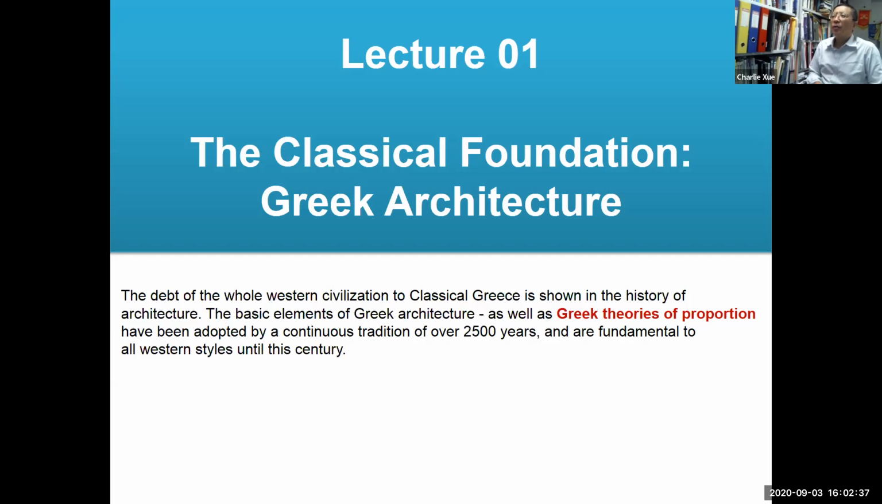That is about 10 centuries BC or earlier, so about 3,000 years ago. The Greek architecture mainly happened from 500 years BC to 0 AD, so about 500 to 600 years.